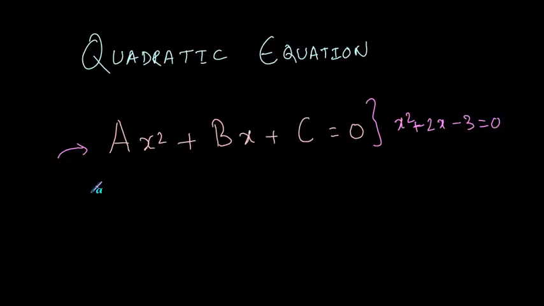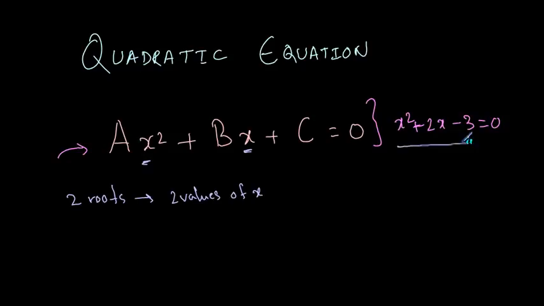The peculiar feature of a quadratic equation is that it has two roots, and these are two values of x. This variable x has two values, and these two values satisfy the equation. When you put these values into the equation, both of them satisfy it, that is, the left hand side and the right hand side come out to be equal.